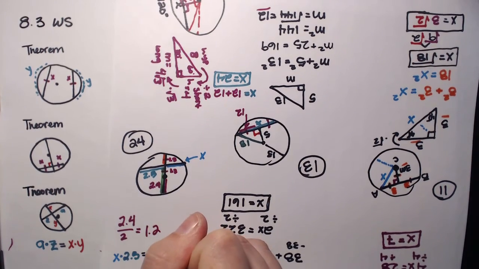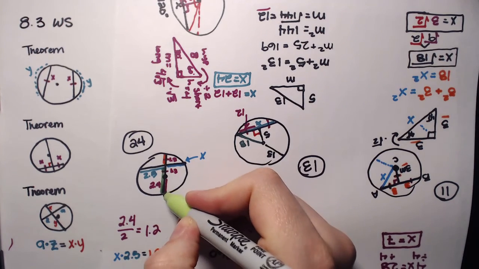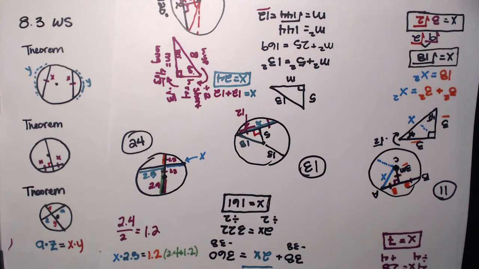So whatever 2.4 plus 1.2 is, because if this is 2.4, plus 1.2. So when you add those together, you get 3.6.